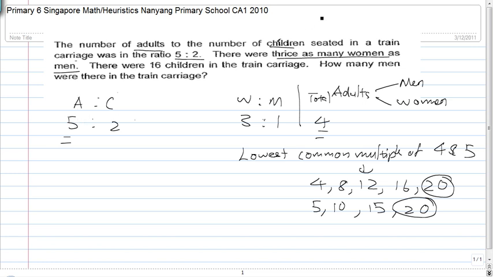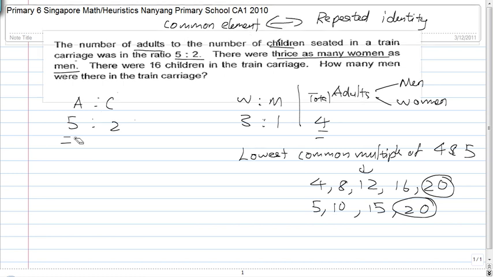So some call this the repeated identity method. I call it the common element. Whereas in this case, women plus men is equal to adults. You can call it the common element, or you can call it the repeated identity. As long as you can solve it, that's all that matters.